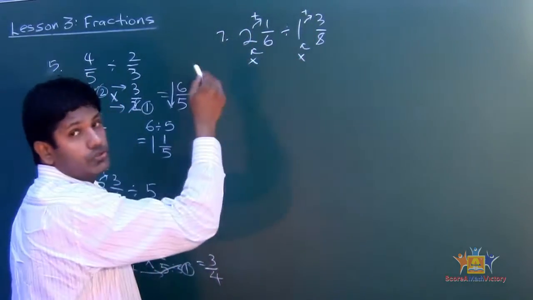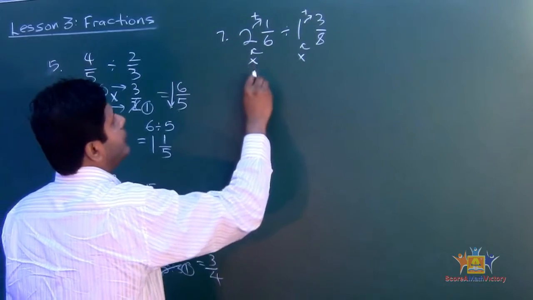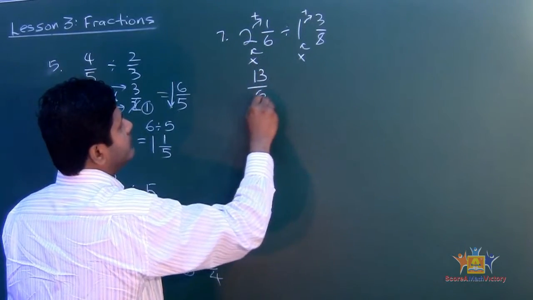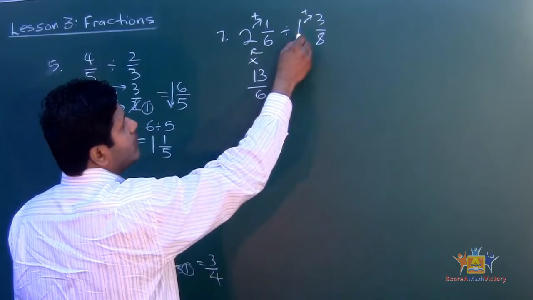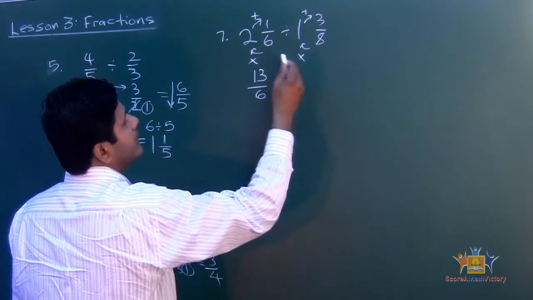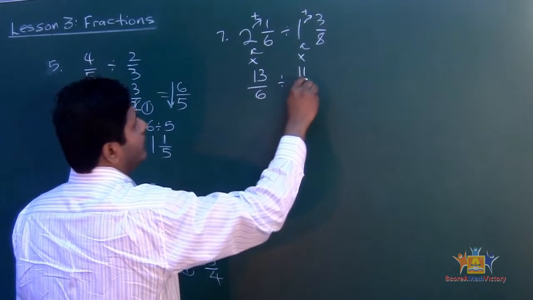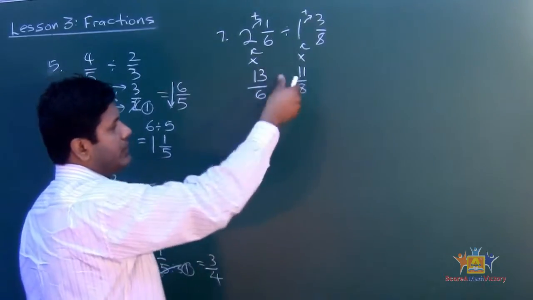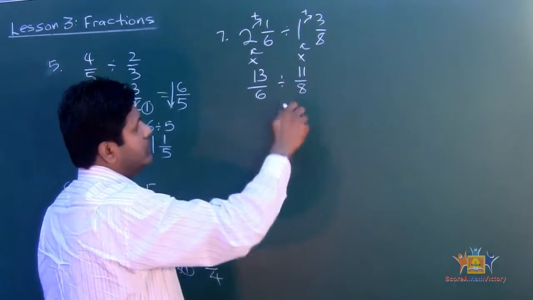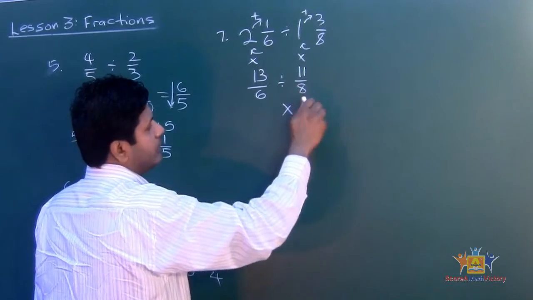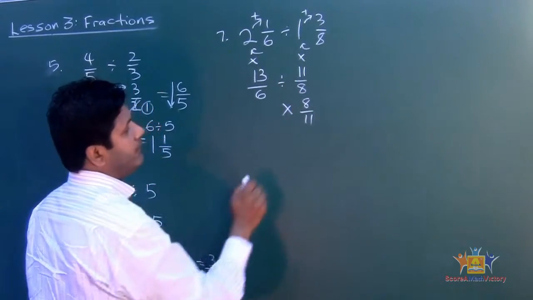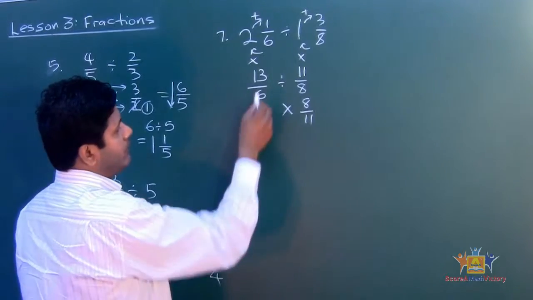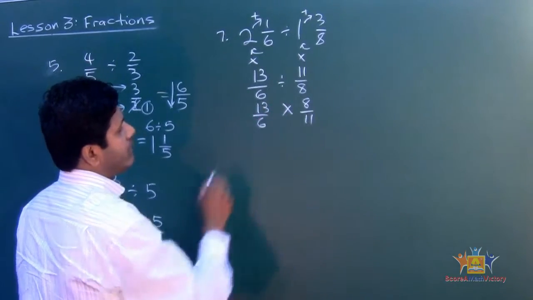6 times 2 is 12. 12 plus 1 is 13. So 13 over 6 divided by: 8 times 1 is 8, plus 3 is 11, so 11 over 8. The division becomes multiplication. We turn this one, so it becomes 8 over 11. See that? 8 over 11. We're just going to bring the 13 over 6 straight down.